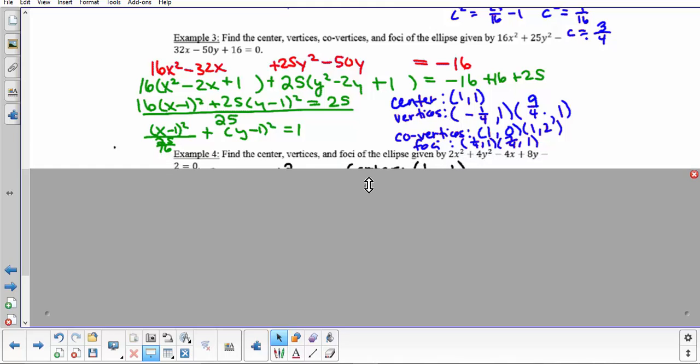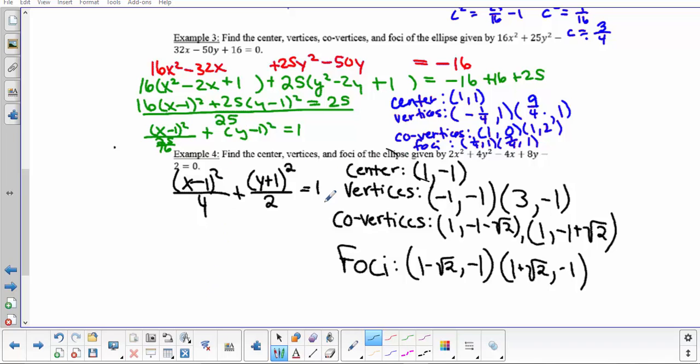Example 4 is find the center, vertices, and foci of the ellipse given by 2x squared plus 4y squared minus 4x plus 8y minus 2 equals 0. Please pause the video, try the problem, and restart the video to see if you got the right answer.